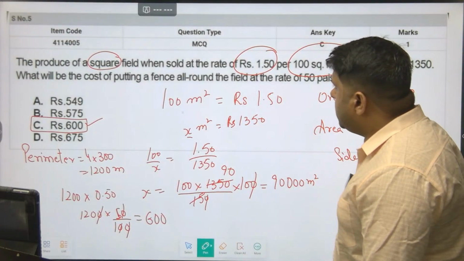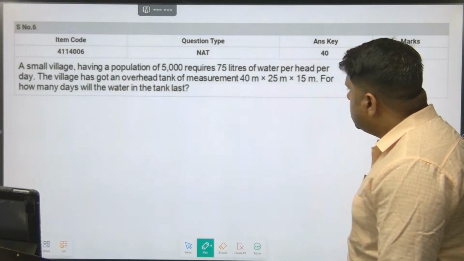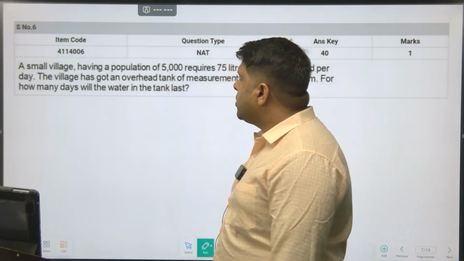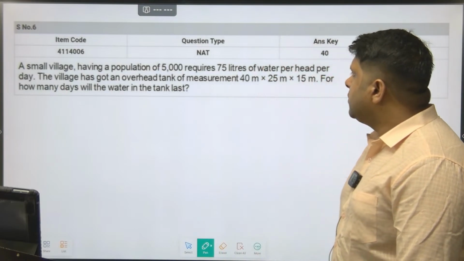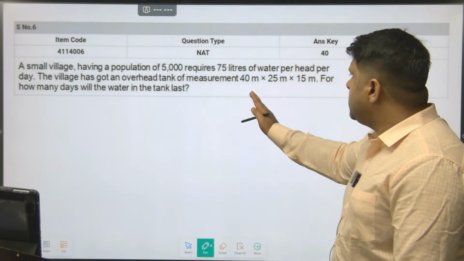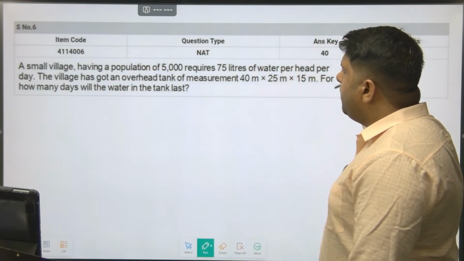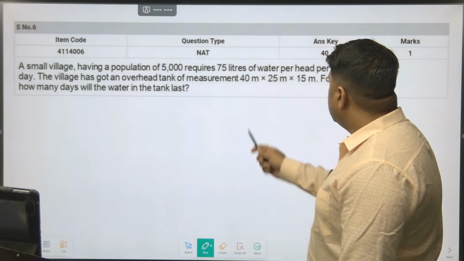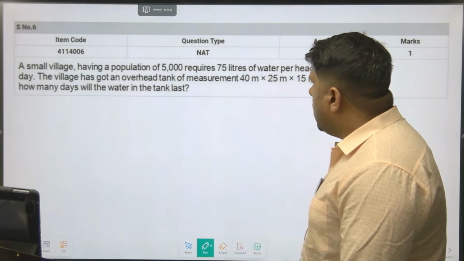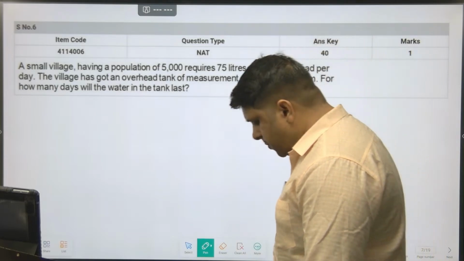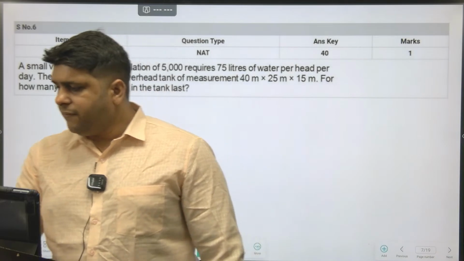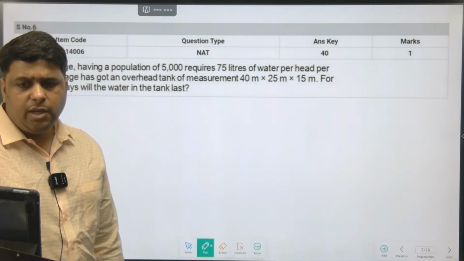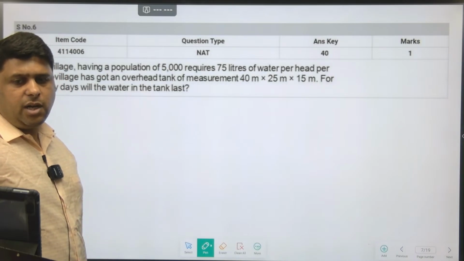This question we have done. Next, this question. The question here is, a small village has a population of 5,000, requires 75 liters of water per head per day. The village has got an overhead tank of certain measurement. Now, for how many days will the water in the tank last? So first here we have to find its total consumption. Then only we can find its answer.